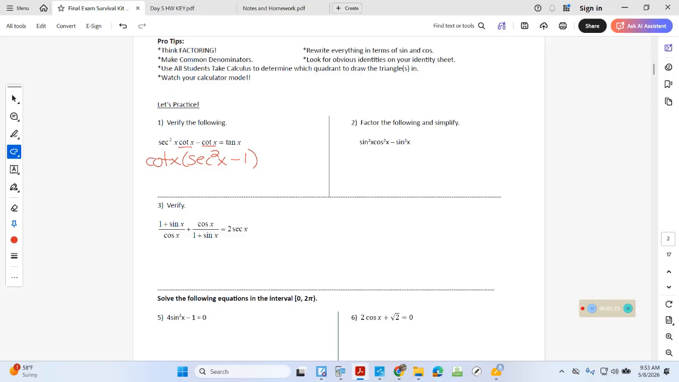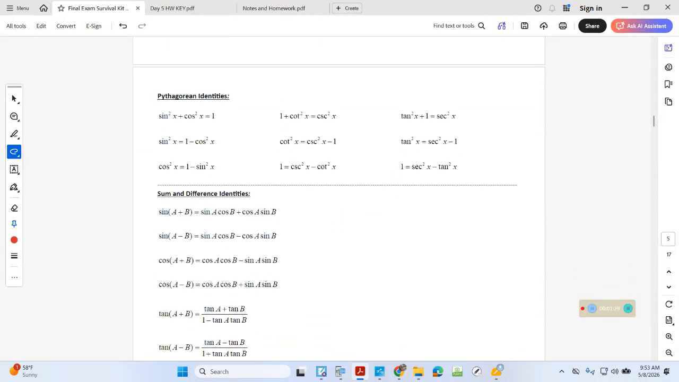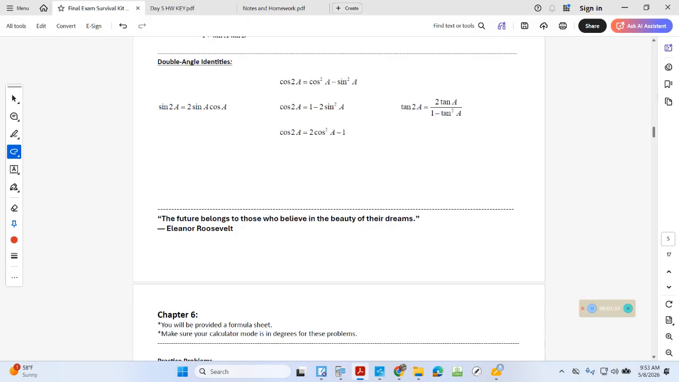Now, as soon as I saw that secant squared, I was like, identities. Squared, of course, we're going to look under Pythagorean. Secant squared minus 1. There it is. So I'm going to replace that with tangent squared.